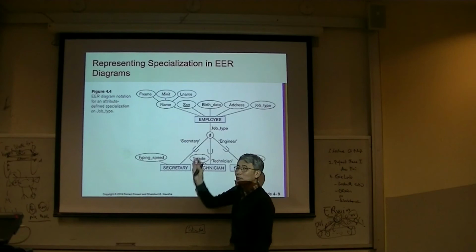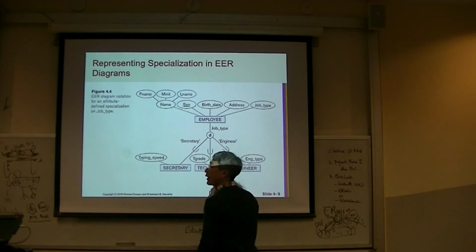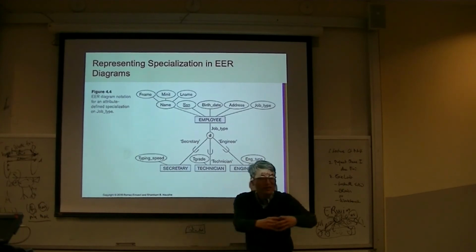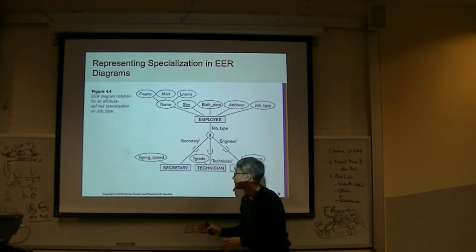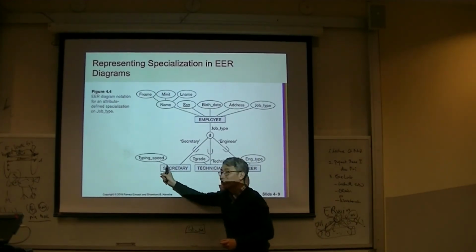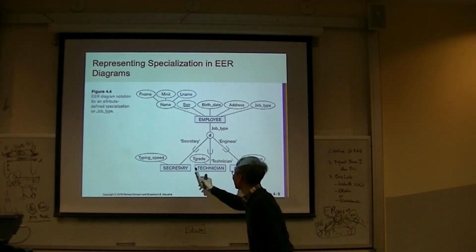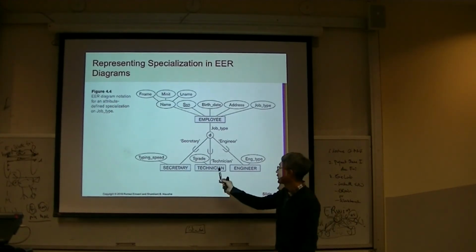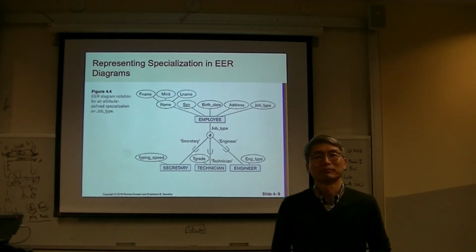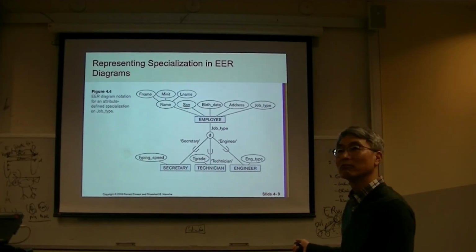After you identify the employee entity type, your customer brings more data. When you take a look at such data, you realize there are secretaries, technicians, and engineers. We identify the attributes of each. Then you realize that a secretary is an employee, and the technician is an employee, and the engineer is also an employee. Do I need to create another entity type for each?